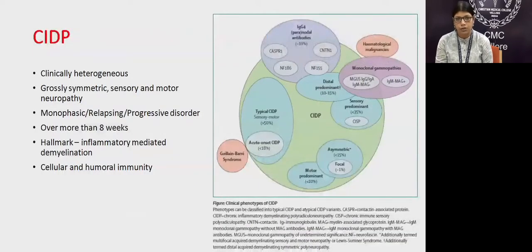Now CIDP also is clinically heterogeneous. Grossly, it can be symmetric with sensory motor neuropathies, and it can be monophasic, relapsing remitting, or progressive. The typical form of CIDP presents as a relapsing remitting disorder, and based on the temporal evolution, the progression of symptoms has to be more than 8 weeks for us to label it as CIDP. The hallmark problem of this group of disorders is inflammatory mediated demyelination. Hence, immunomodulation is important, and both the cellular and the humoral immunity are affected.